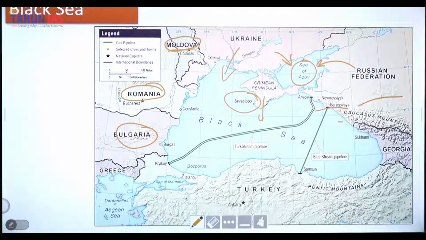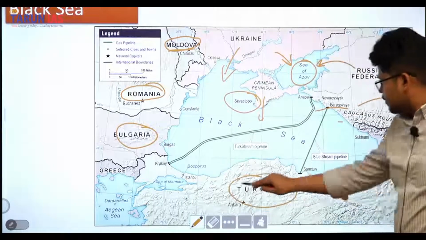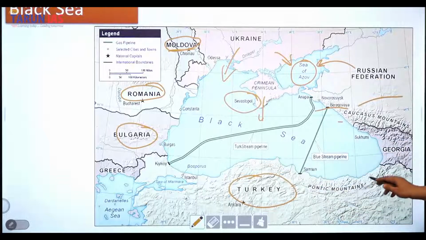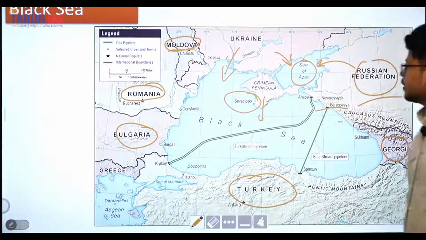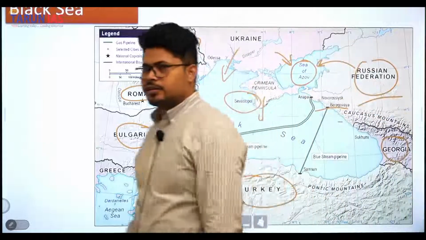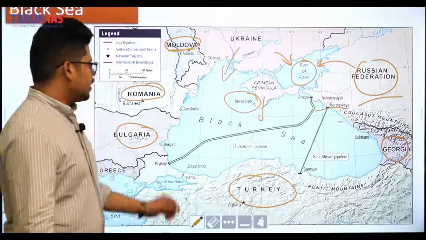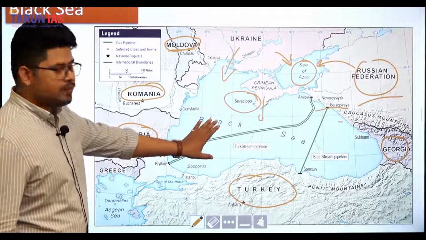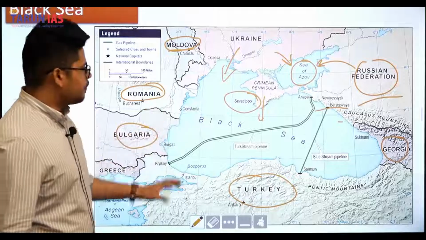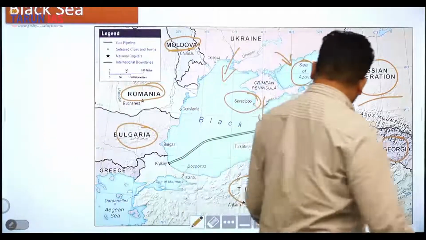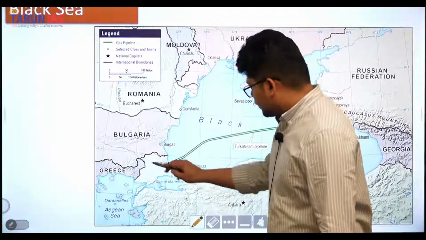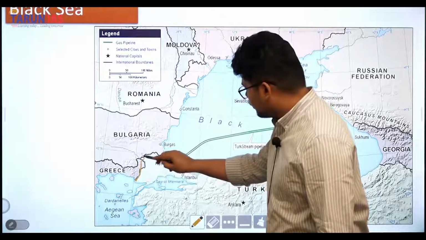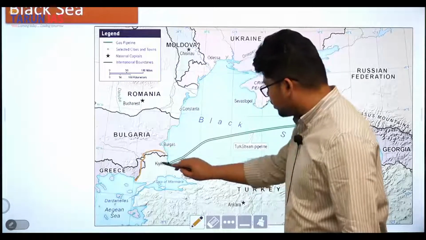After that Turkey. This whole region is Turkey, Georgia, and this again Russia. These are the countries that have a port at Black Sea. So this is one important point. Another is this region of Turkey that extends into Europe.